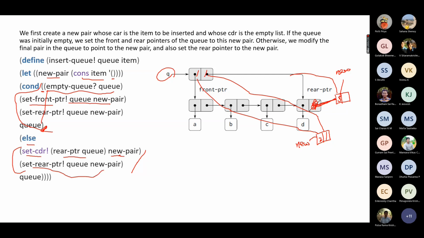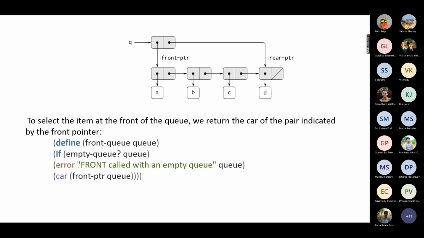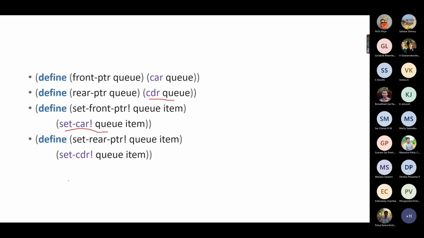Second statement is set rear pointer of Q new pair. What will happen? Set rear pointer mutator. What does it do? Let's go back. Set rear pointer mutator. What does it do? It will change the CDR part of the queue to item, isn't it? You're changing the CDR part of the queue.